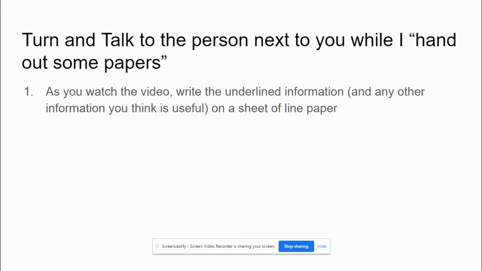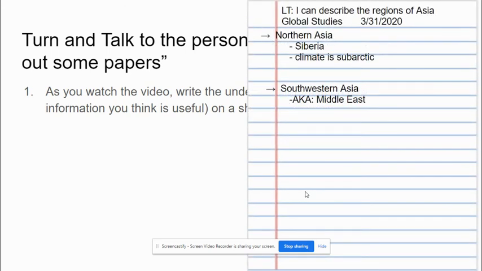All right, this is normally where I say turn and talk to the person next to you while I hand out some papers. But because I cannot physically hand you those papers, we're going to have to set up our papers ourselves. As you watch this video, you're going to be taking notes. You're going to write down the underlined information on a sheet of line paper. If you'd like, you can type it up on a Word doc or a Google Doc. So go ahead and take a minute to set up your notes.